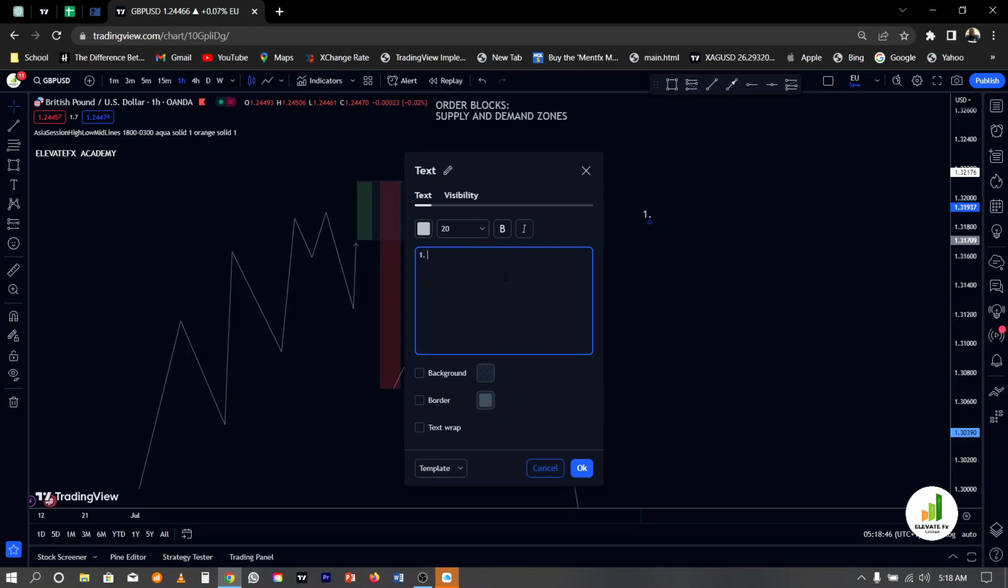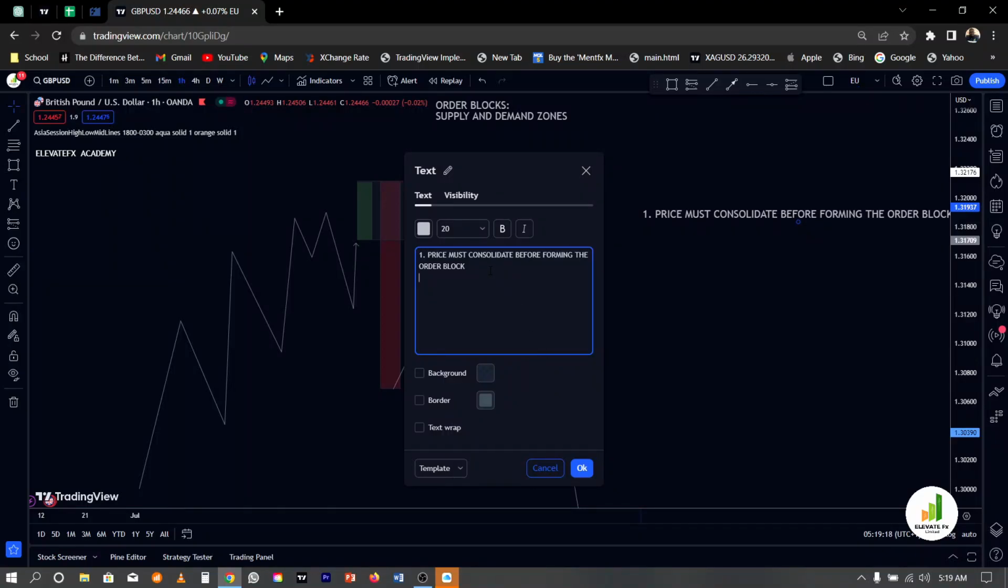Rule number one: price must consolidate before forming the order block. If you're going to write down anything, this is what you should write down: price must consolidate before forming the order block. Now, what does consolidation mean? Consolidation just refers to sideways movement. So you've seen price consolidate before that move happens, before you see the order block. Very, very important. That's rule number one.